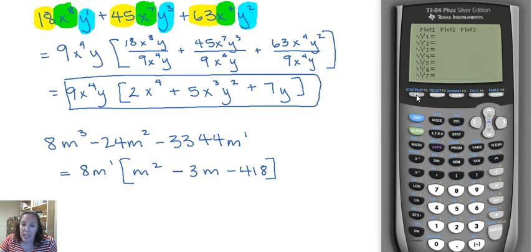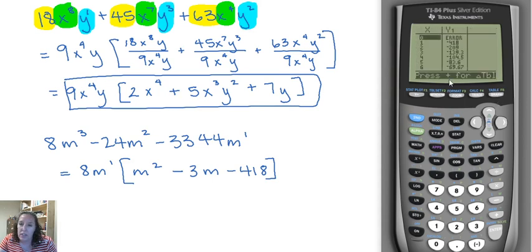If we go to our y equals menu and put in that number, negative 418 divided by, and then use the X button that's right next to the alpha. And then we want to look at our table. So second graph, and what we see here are numbers that multiply together and give us 418. We need to find the one that when we add them together, we get negative 3.